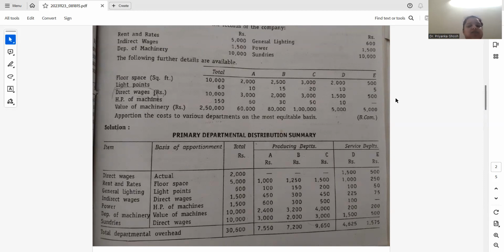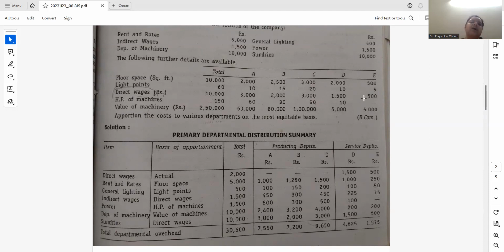After primary distribution, we have the secondary distribution. What is the secondary distribution? Secondary distribution means whenever we have a service department, after getting the total cost from the primary distribution, the same total cost will be distributed among A, B, C. Here D and E are the two service departments, and the total cost for D is 4,625, and for E 1,575. These two total costs we need to distribute among A, B, C.